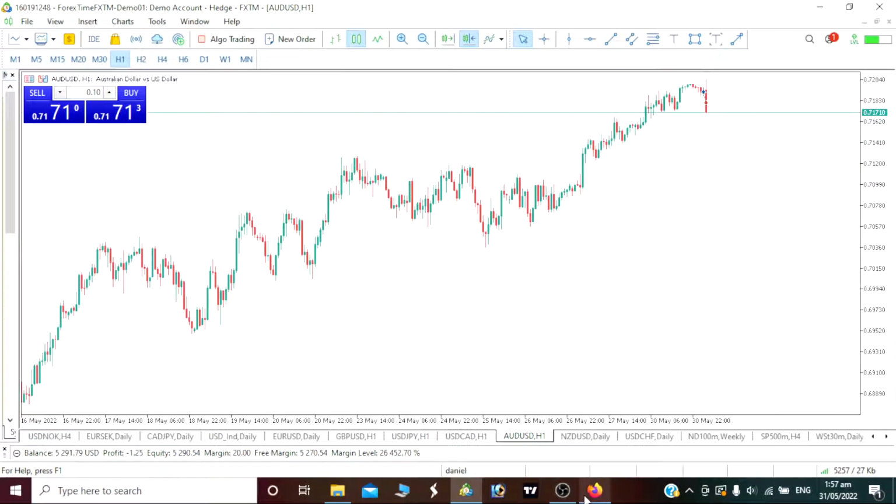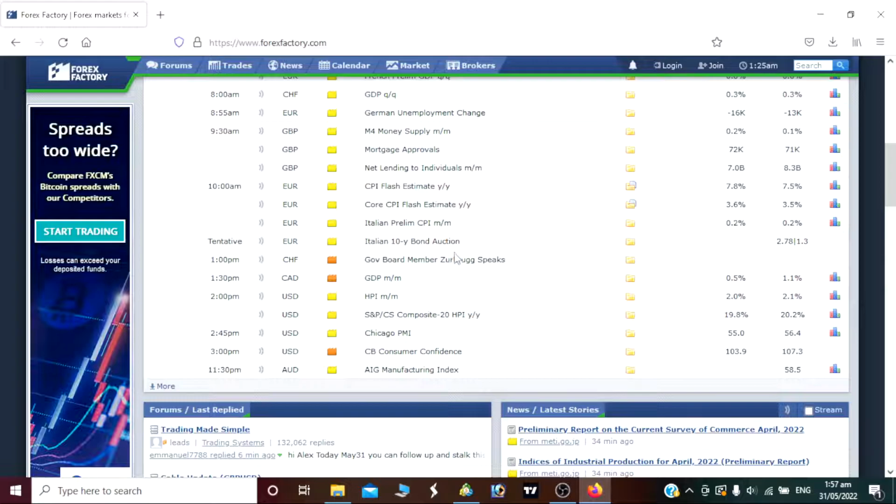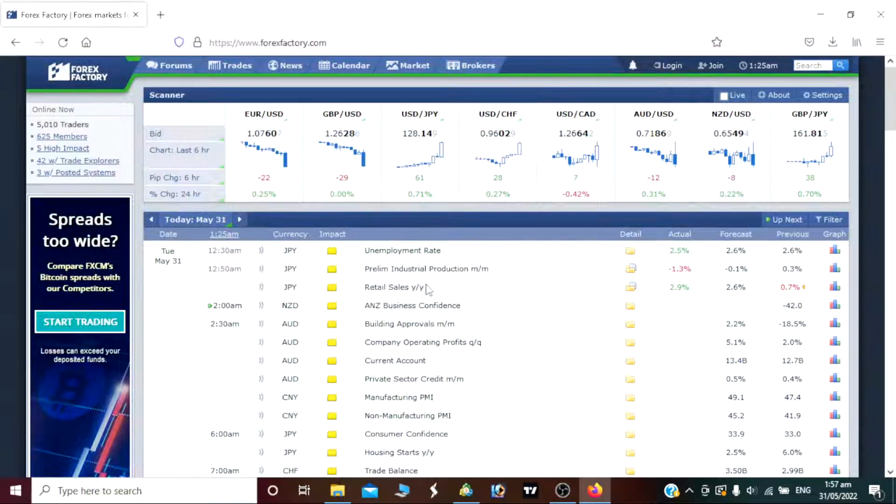So that is it. One thing is that there's no major news on our AUD that will affect our movements. The only news that will come out is a low impact one on our forex, which is the building approval. The previous was minus 18.5%, and this is the forecast. Sometimes it used to be correct, or even better. But let's see when the news is released.